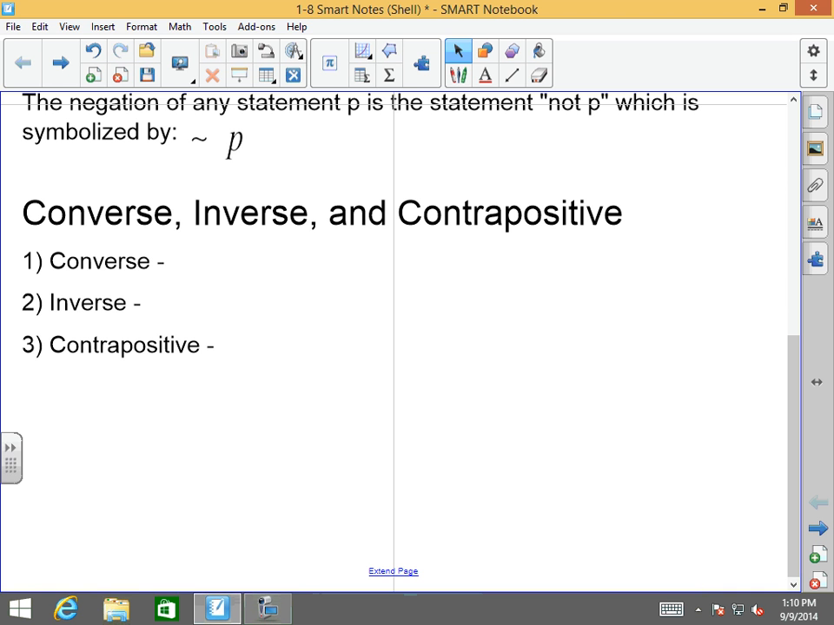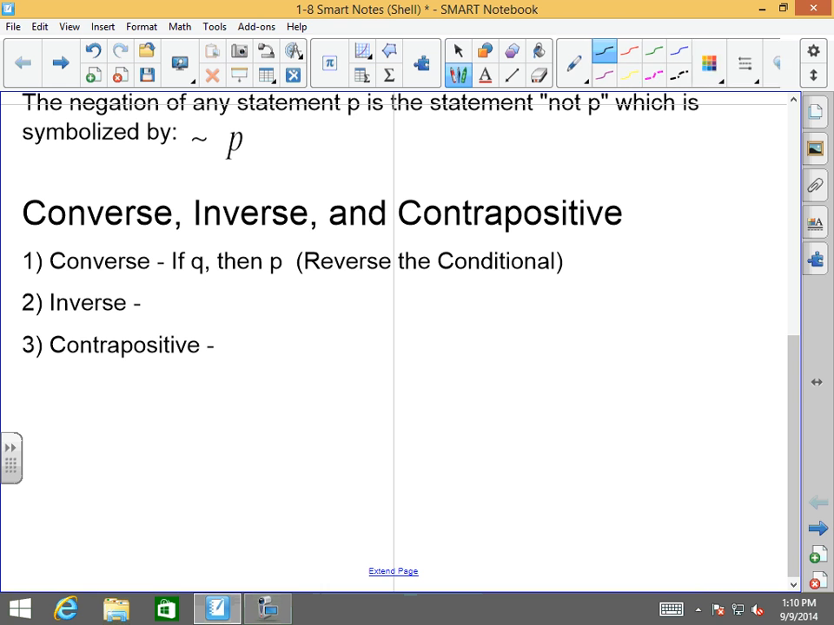The converse of a statement, my friends, is if Q, then P. So what does that mean? That means that it reverses the conditional. Let's pretend that in this conditional we have if P, then Q. The converse to that will be if Q, then P. It literally reverses the conditional. It puts the conclusion part where the hypothesis was, and it puts the hypothesis where the conclusion was.